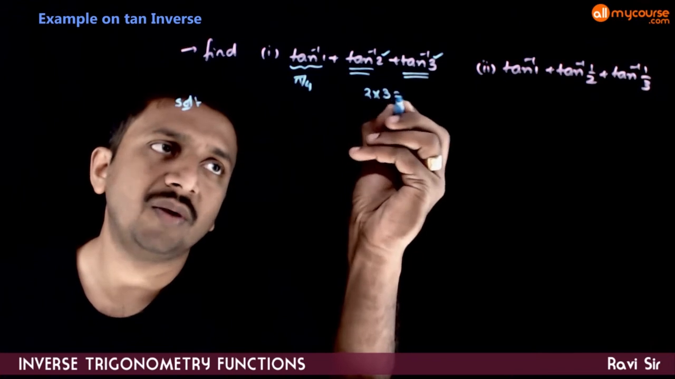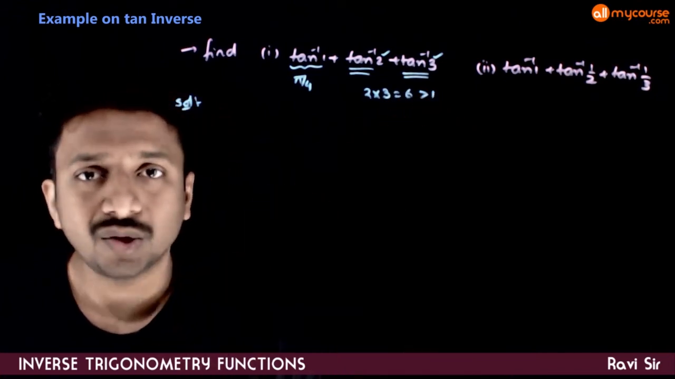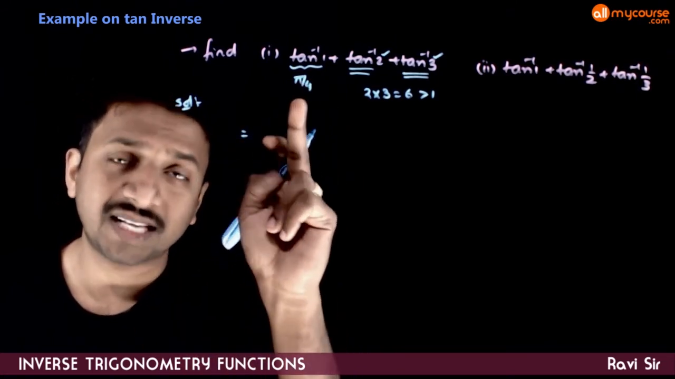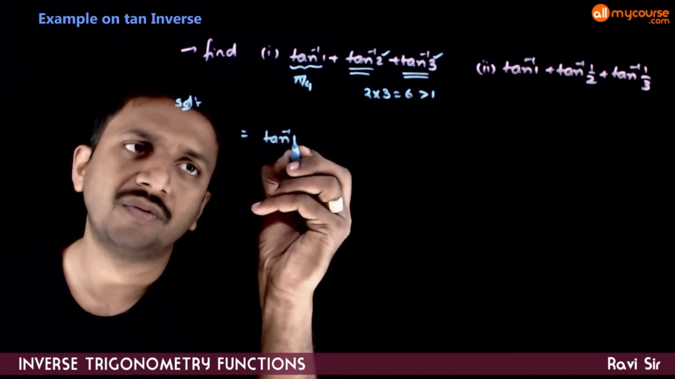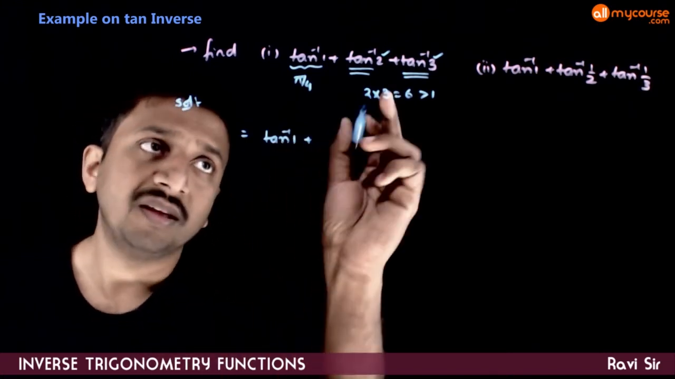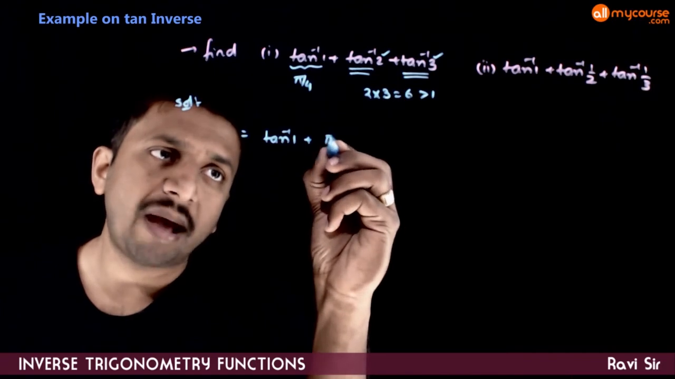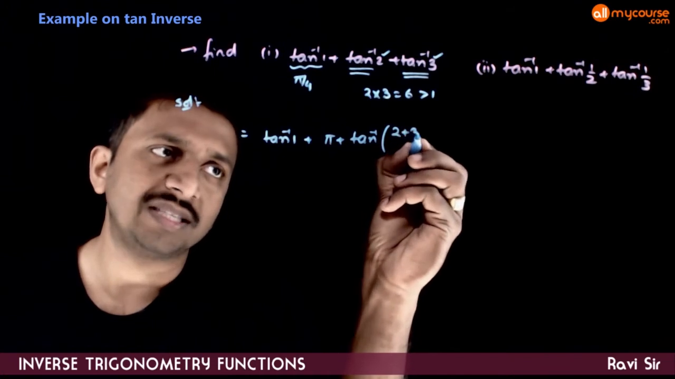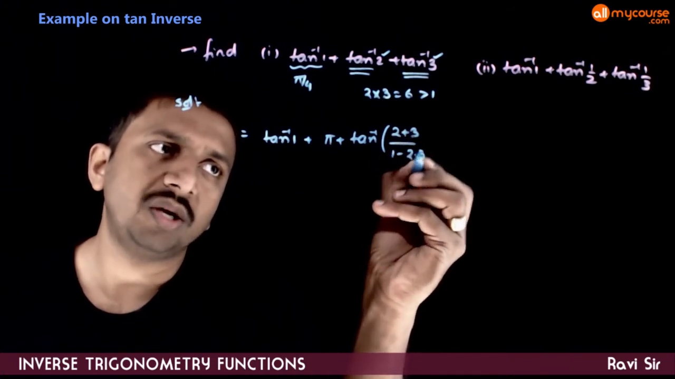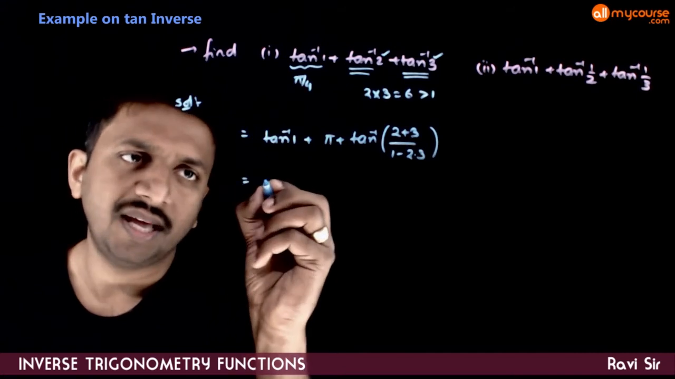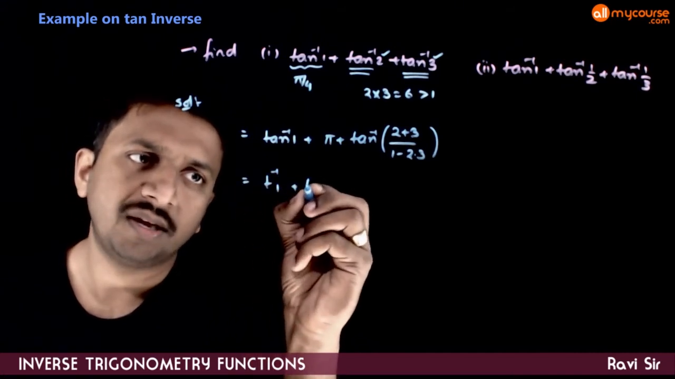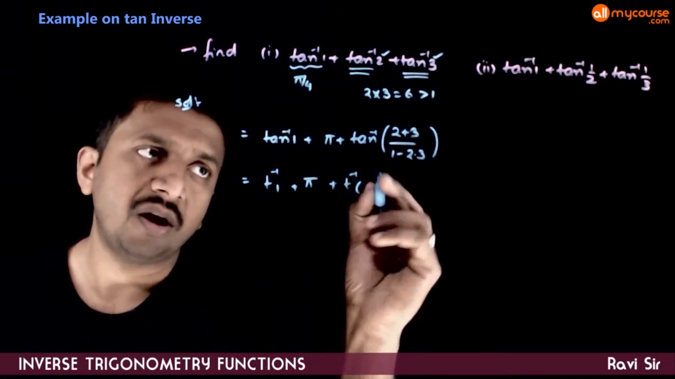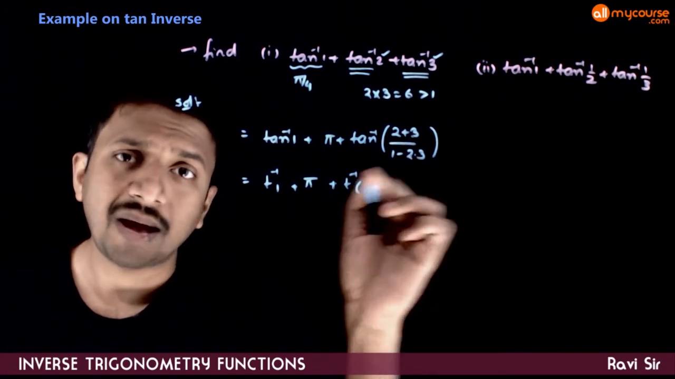2 into 3 is equal to 6, which is greater than 1, right? So we have to use the second formula. So the expression becomes tan inverse of 1 plus, this is the second formula, pi plus tan inverse of (x plus y), that is 2 plus 3, by 1 minus 2 into 3. It is tan inverse 1 plus pi plus tan inverse of 5 by minus 5.